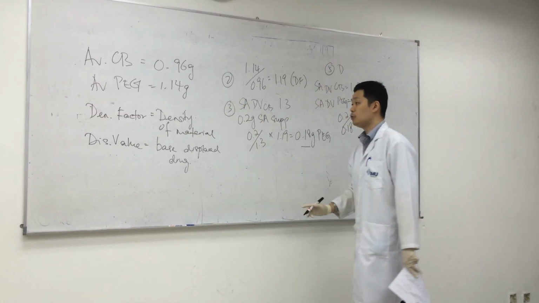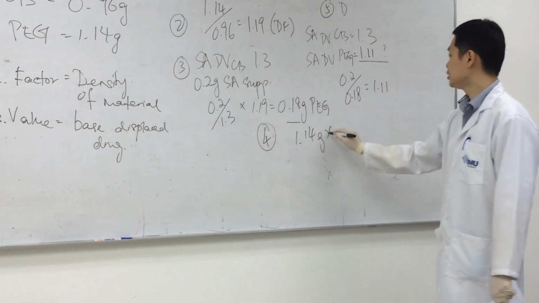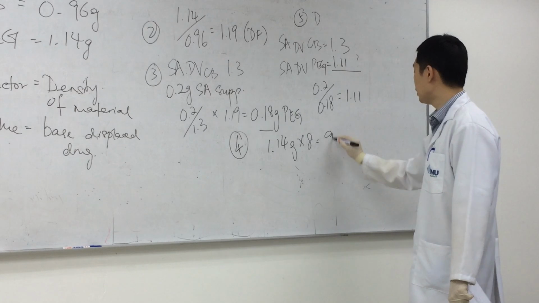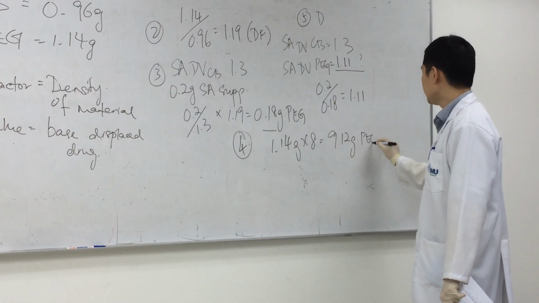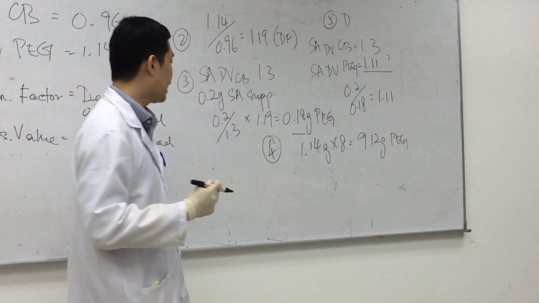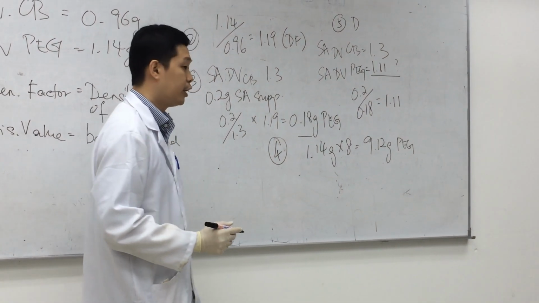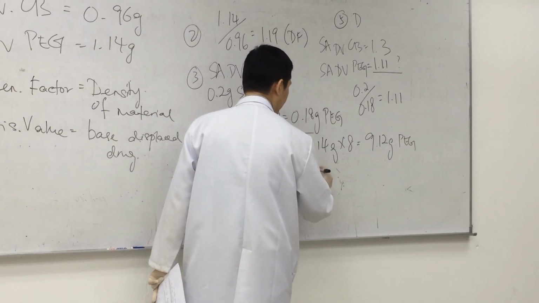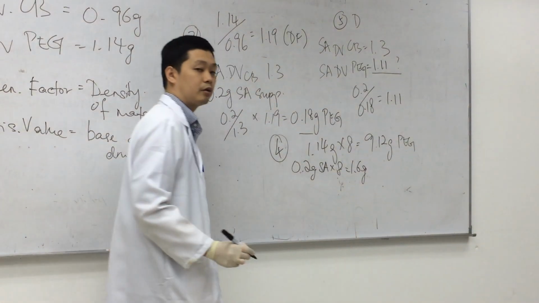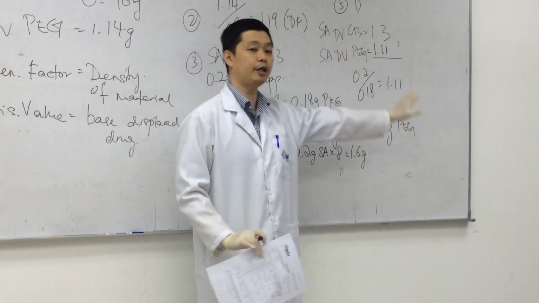Now, blank PEG is 1.14, from question number 4, times 8. Answer? 9.12 gram of PEG. In this case, we are talking about the blank one. Don't forget, now we need to add in the salicylic acid. The amount we are trying to prepare is 0.2 gram per suppository. You are preparing 8, so 0.2 gram of salicylic acid times 8 is 1.6 gram. You are going to add 1.6 gram of salicylic acid into the PEG base.